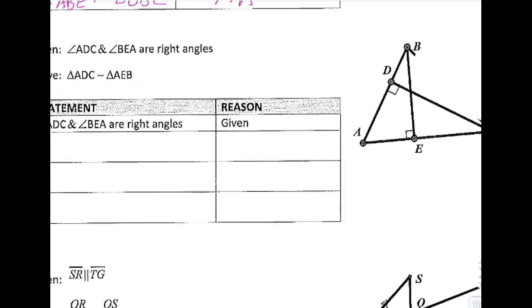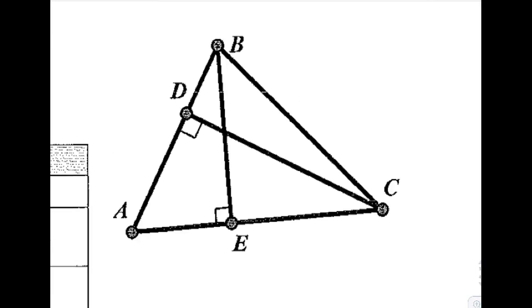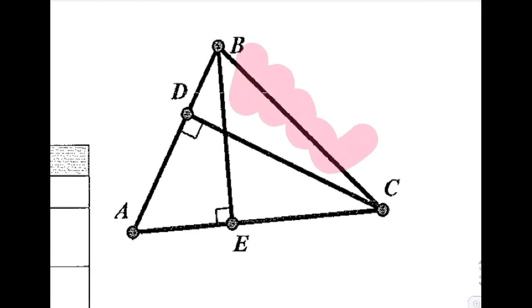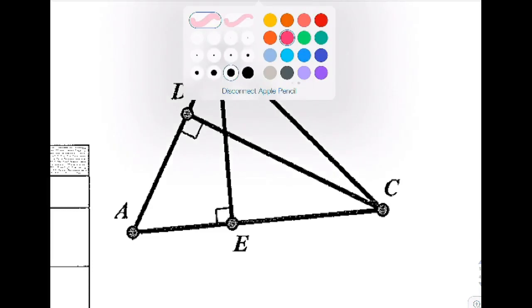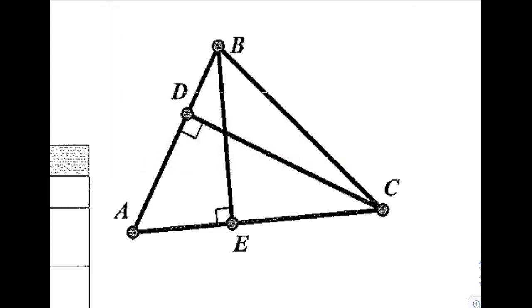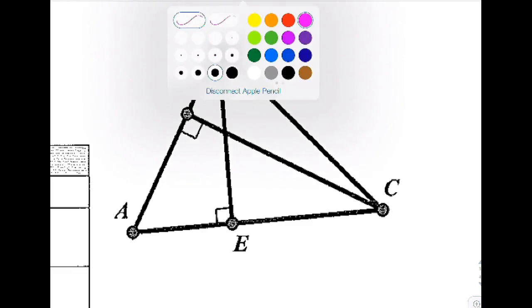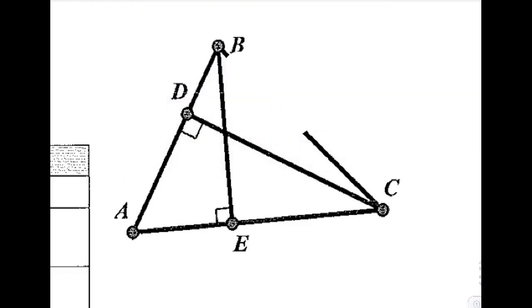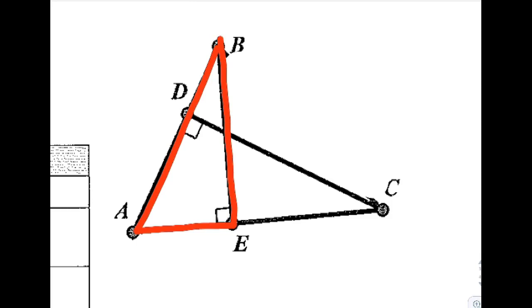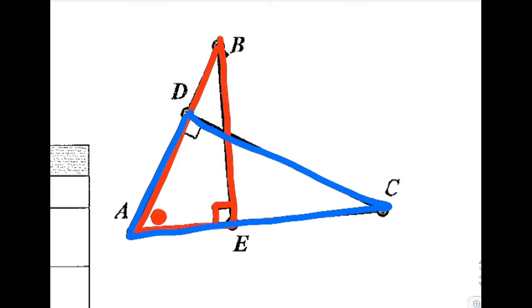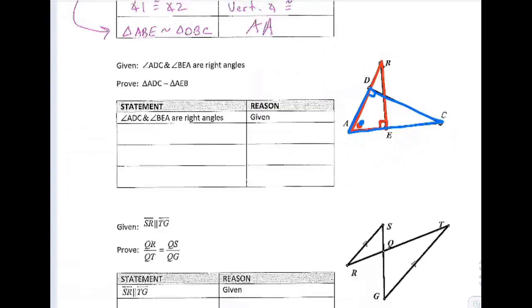The next one. Notice it looks kind of confusing at first, but this line is extra. So I know you don't have a bottle of whiteout at your desk, but I'm going to get rid of this line right here, because then all you see is this triangle with a right angle that has an angle A, right? And then you have this triangle that has a right angle and angle A. So they share angle A and they both have a 90.